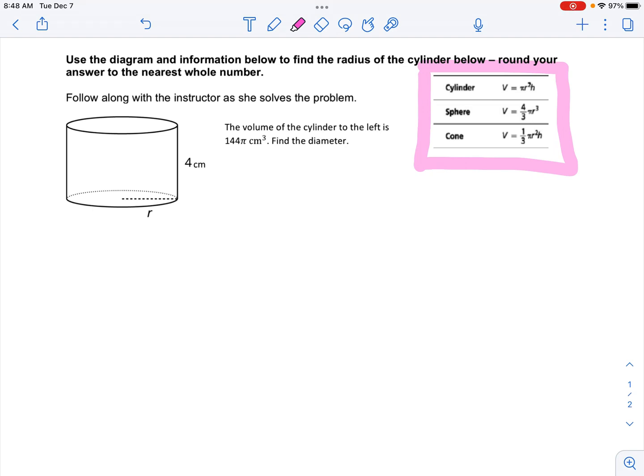So the first thing we need to do is decide which of these equations we're going to use. In this case, we're dealing with a cylinder, something that's shaped like a can, so we're going to use the cylinder equation. So I'm going to write down my equation. The volume of a cylinder equals pi, which is a number that's a little bit more than 3, times the radius squared, times h, which is the height. So the radius is this measurement from the center of the circle to the edge, and the height is obviously how tall my cylinder is.